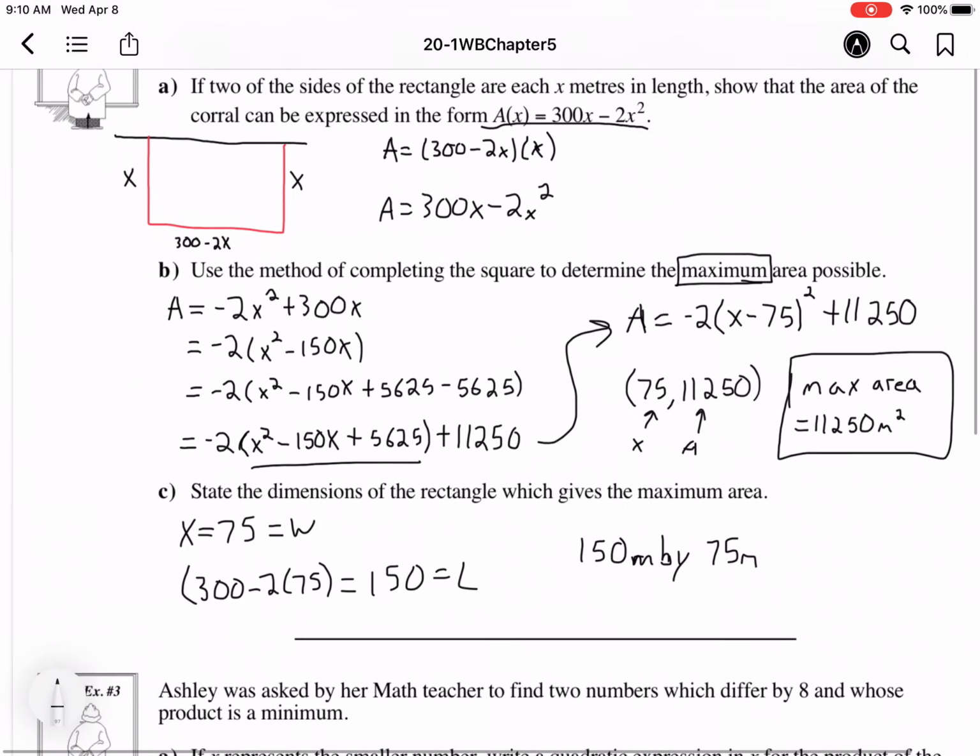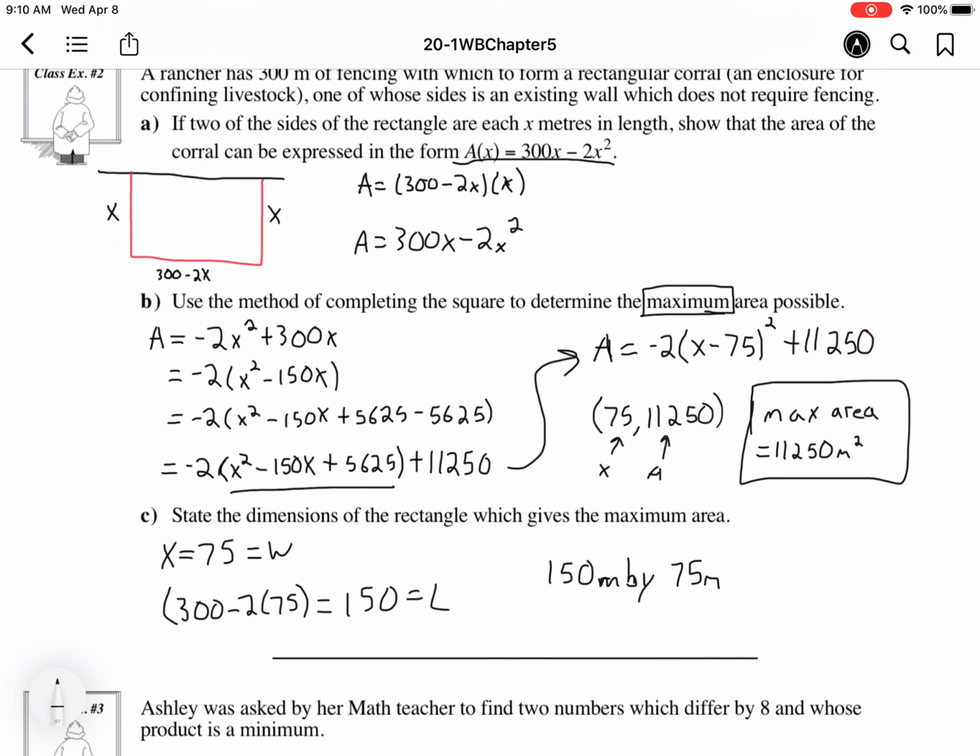Okay, so there's the math for that whole question. Again, feel free to pause the video. All right, this should be making sense, you guys. I hope we're getting there.